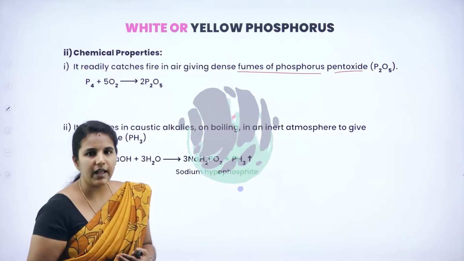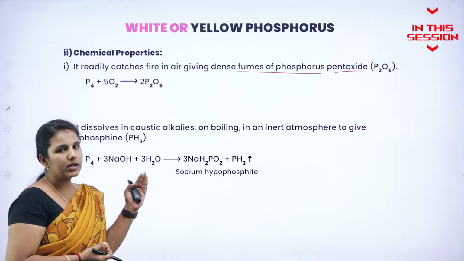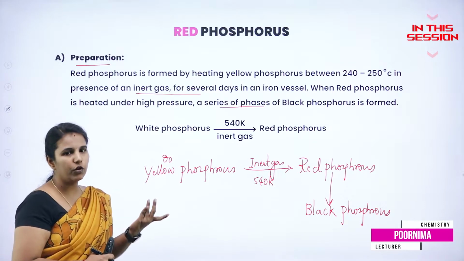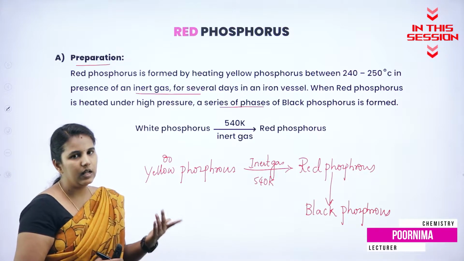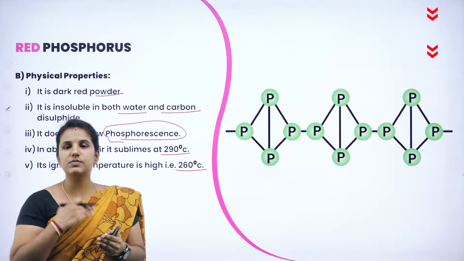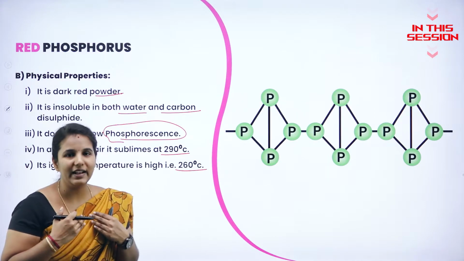When it is reacting with the air, which consists of oxygen, it gives phosphorus pentoxide. We can synthesize black and red phosphorus just by heating the white or yellow phosphorus at very high temperature. When you are comparing the white phosphorus with the red phosphorus, their physical properties will be entirely changed.